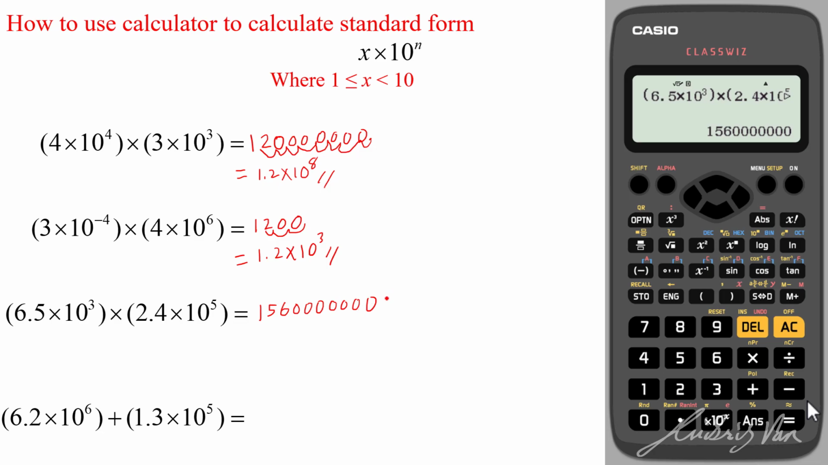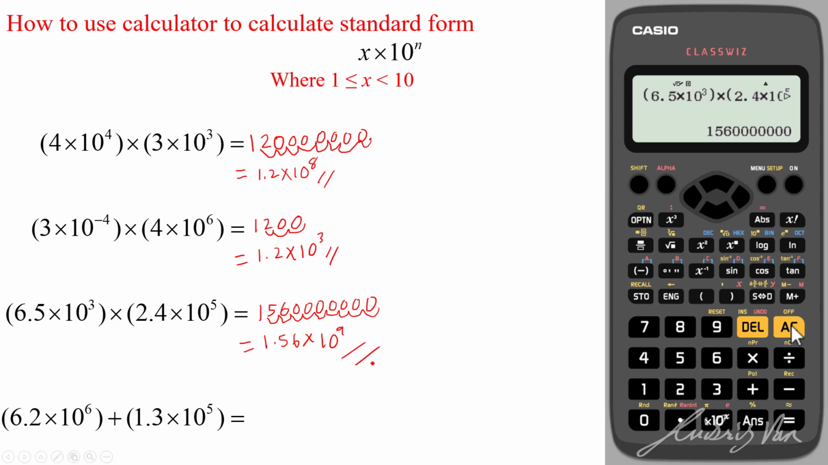Then to write it as standard form, we move the decimal 1, 2, 3, 4, 5, 6, 7, 8, 9. So the answer is 1.56 times 10 to the power of 9.